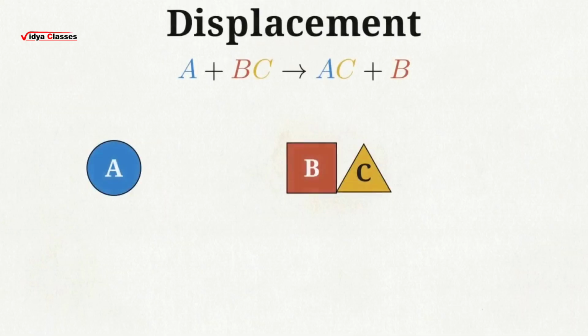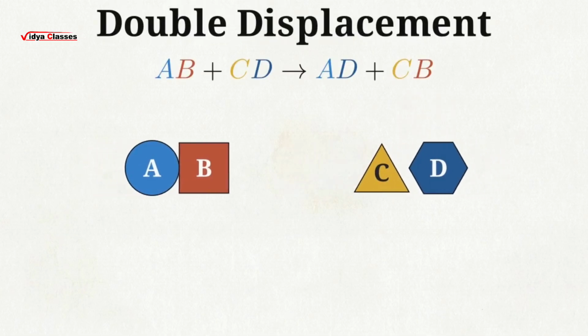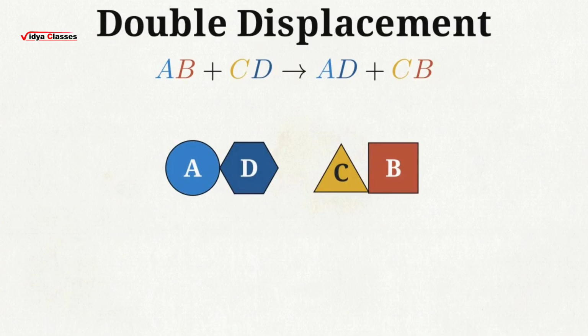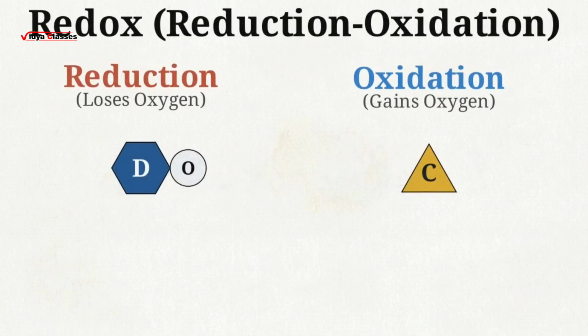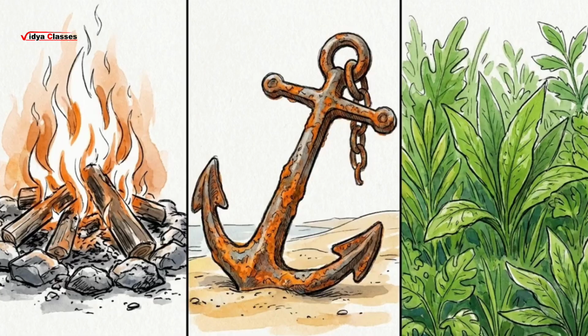During a displacement reaction, a highly reactive element forces a weaker element out of its partnership. In a double displacement, 2 different compounds mutually exchange their ions to generate 2 new products. Finally, there are redox reactions. This involves a specialized transfer where one substance gains oxygen, oxidation, and the other loses it, reduction. These 5 structural blueprints describe every instance of chemical transformation in the universe.